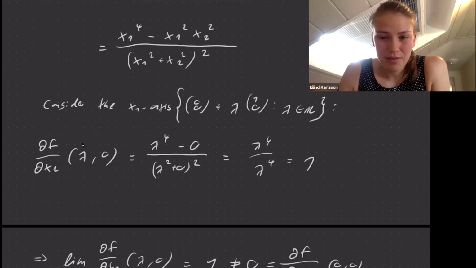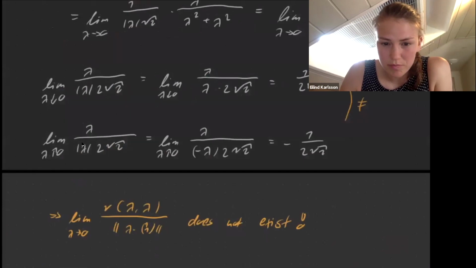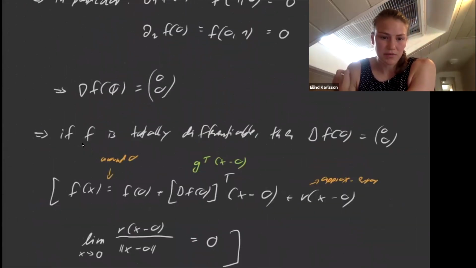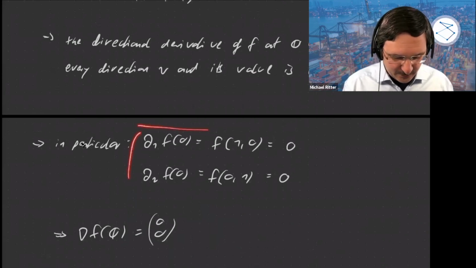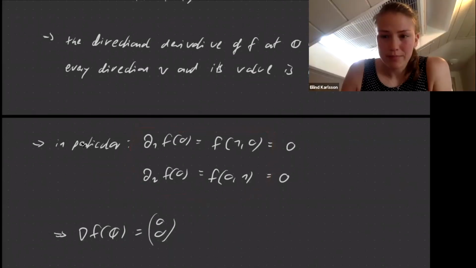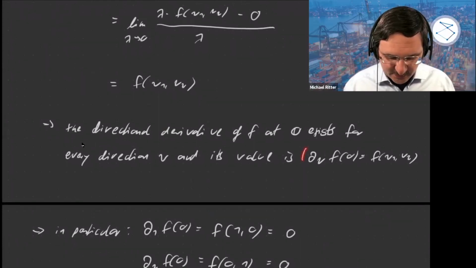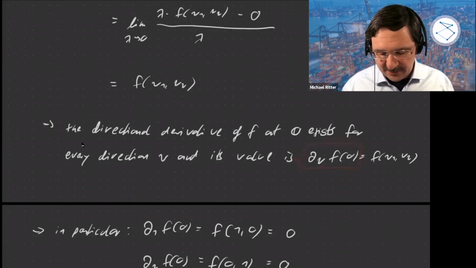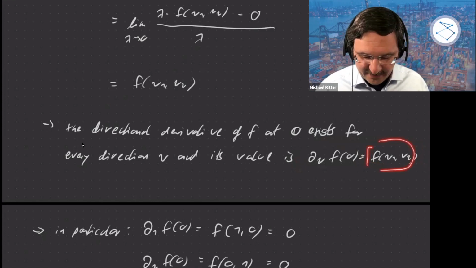Okay, there's one question coming in. Why do we only consider the two particular directional derivatives f10 and f01? Well, we did consider every possible direction before, and we found out that the directional derivatives exist at 0 for every possible direction, and we even computed their value. So if you know the direction, you can compute the value.